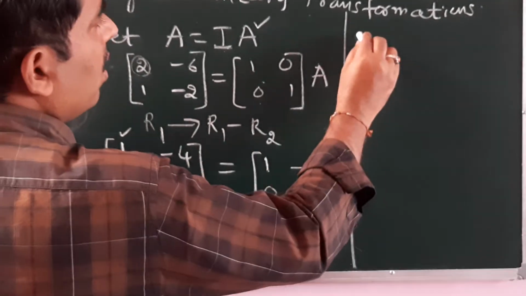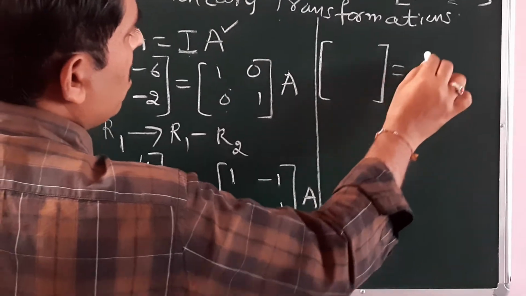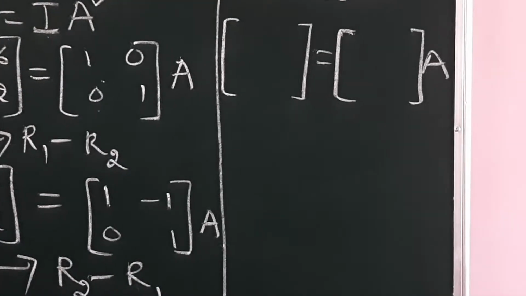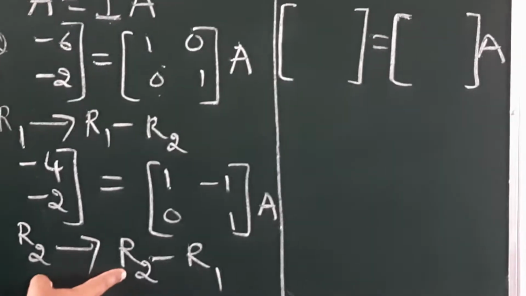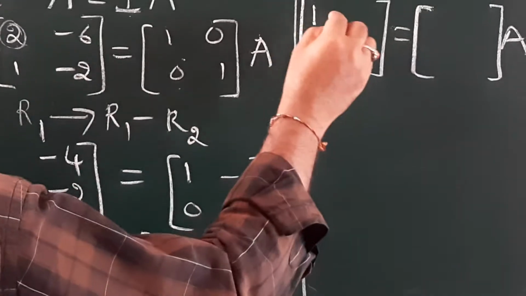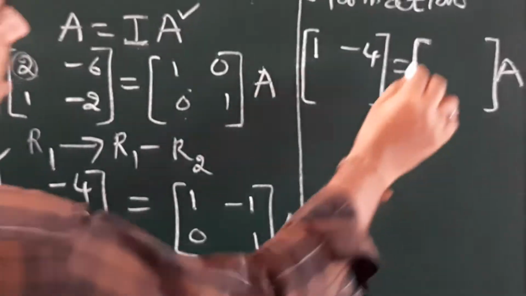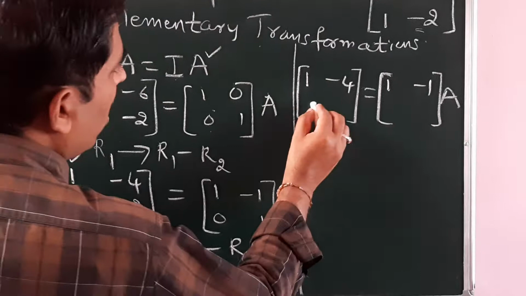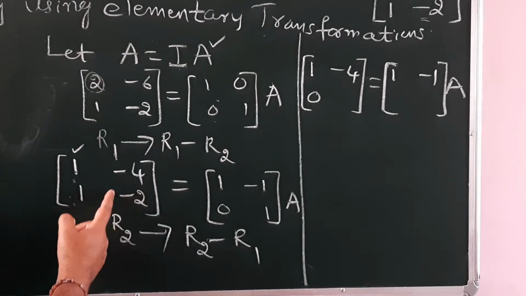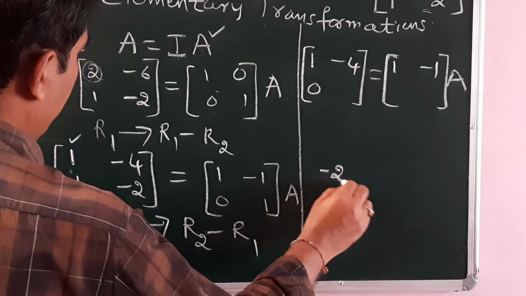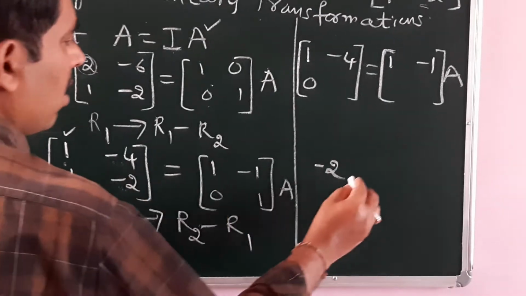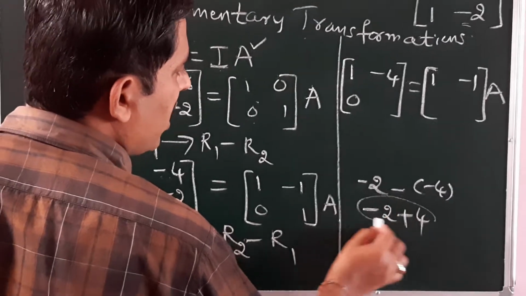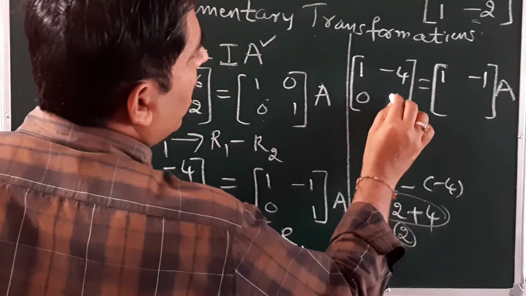R2 minus R1. As we did in our previous class, write A as it is. The first row we write as it is, 1, minus 4, and 1, minus 1, so on both sides it remains the same. For R2 minus R1: 1 minus 1 will be 0. Then minus 2 minus of minus 4, that is minus 2 plus 4, which is plus 2. So I can write this as 2 here.